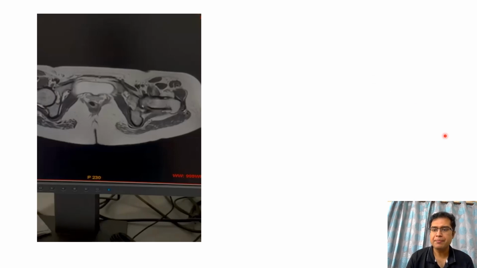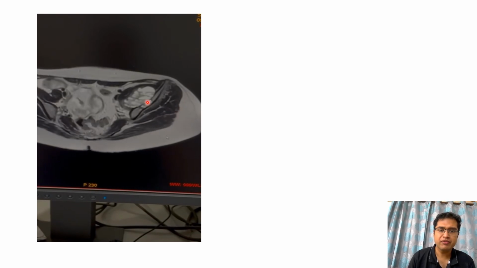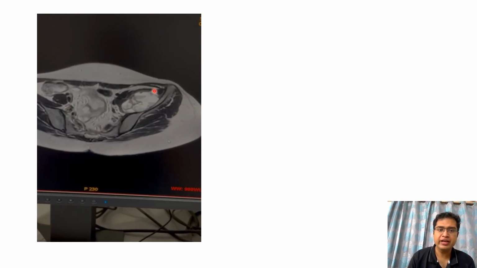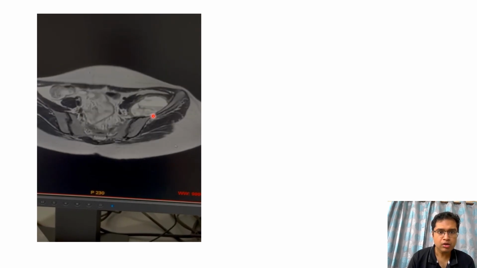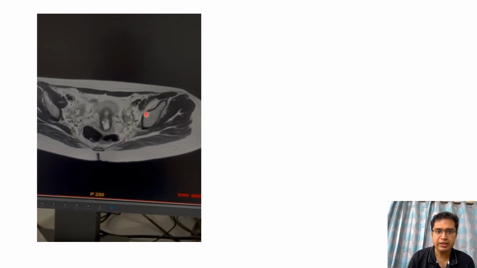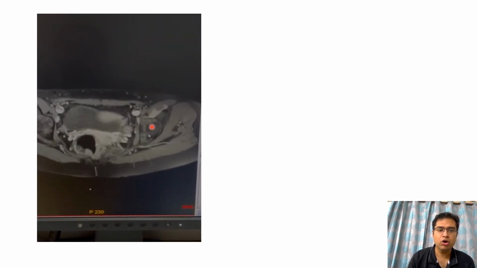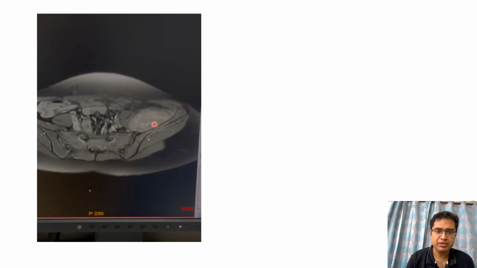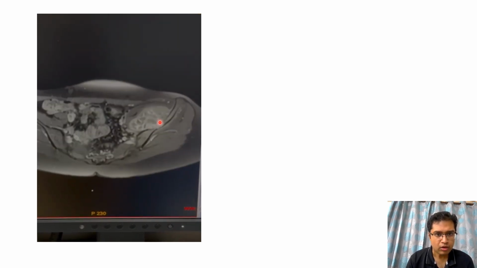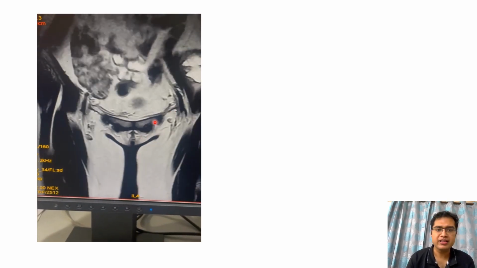This is the MRI picture of the same patient. These are the axial sections, T2 weighted images, where we can see a well-defined exophytic cystic lesion arising from the iliac bone, displacing the iliacus muscle medially with multiple fluid levels on T2 weighted images. These are the T1 post-contrast images, where we can see some subtle peripheral enhancement.